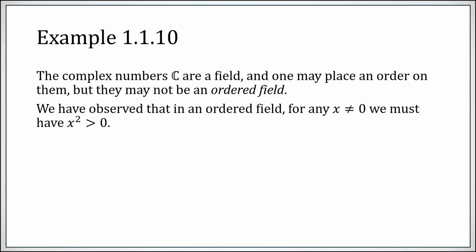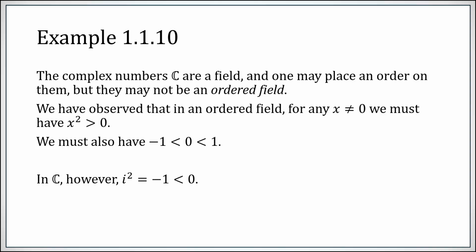So we observed before that for any non-zero element of an ordered field, the square has to be positive. 0 must also be in between 1 and negative 1. Okay, 1 has to be positive essentially by definition. You pick it to be positive or negative, and then its additive inverse will be the opposite. We just declare the positive 1 to be 1 and the negative 1 to be minus 1. But in the complex numbers, remember you have this element i whose square is negative 1, which is less than 0. So anything squared has to be bigger than 0, but i squared is less than 0. Therefore, it can't be an ordered field.